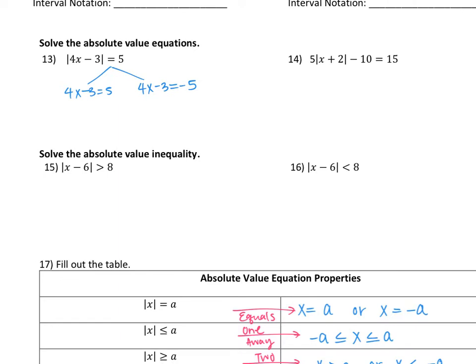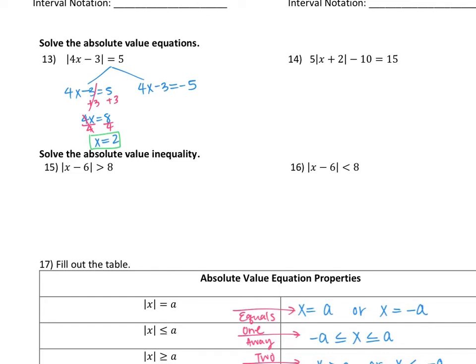And to solve for x, I'm going to try to move maybe the 3 over first by adding. And that would give me 4x equals 8. If I divide by 4, x is equal to 8 divided by 4, which is 2. And so the first equation or the first solution here is x equals 2. Let's try to find the next one here.